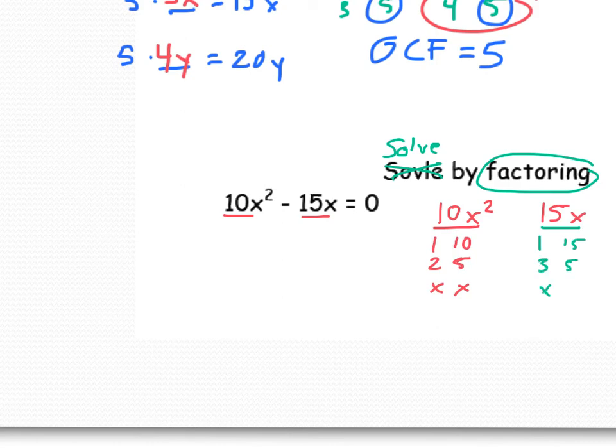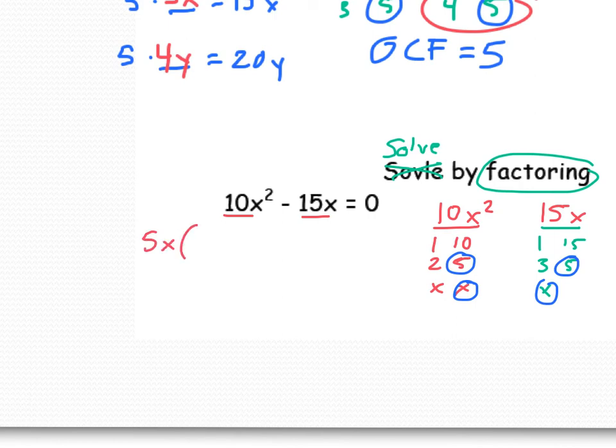So let's think, numbers and variables, what do they have in common? I can see they have a 5. Numbers-wise, I can take out a 5 because that's the greatest common factor there. And then they at least have an x. So they share both a 5 and an x. So what I'm going to do in this equation is factor out a 5x. I'm going to take out the greatest common factor.